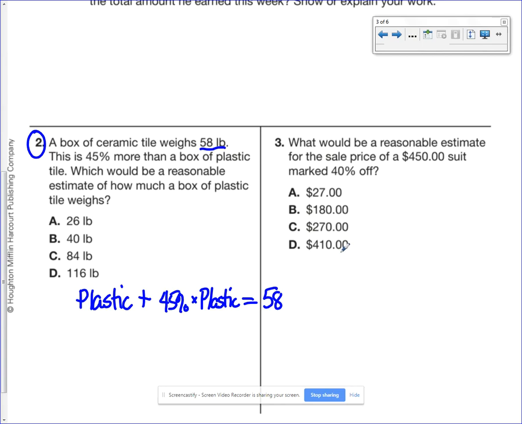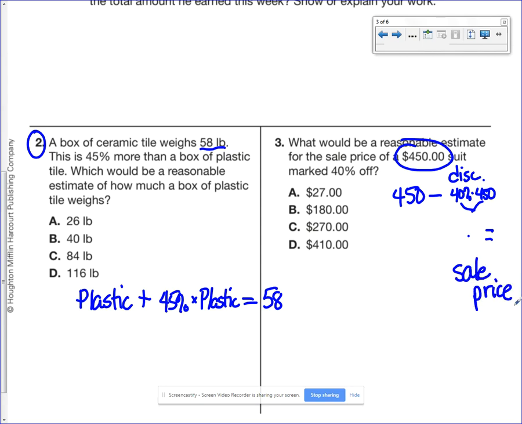Similarly, for number 3, what would be a reasonable estimate for the sale price of a $450 suit? So this is our starting value, and we get it for 40% off. Well, think about it. If you're starting with $450 and you get to subtract off some kind of discount, and that discount is 40%, take 40% times that $450, you'll get that value, and then subtract it from your original, and that will be equal to what your sale price is.